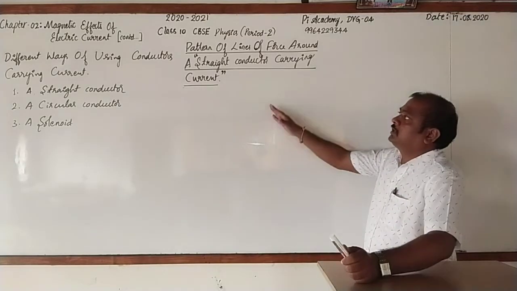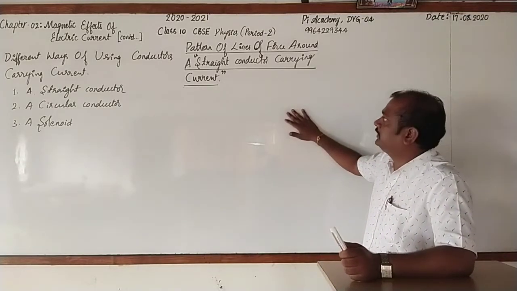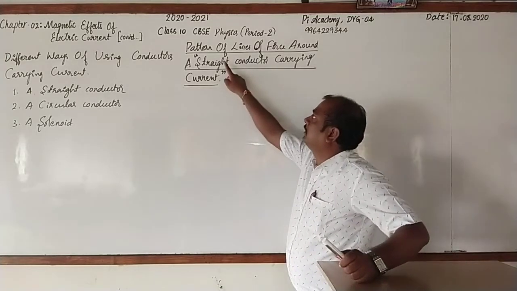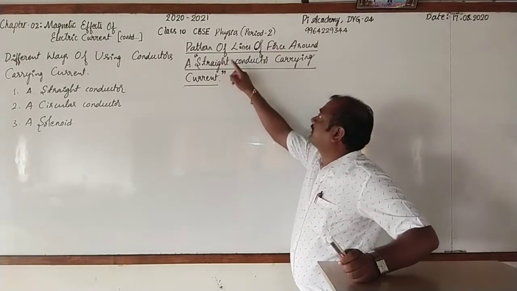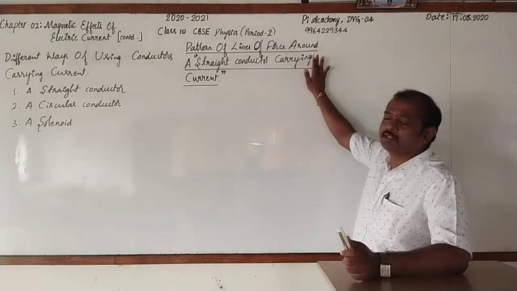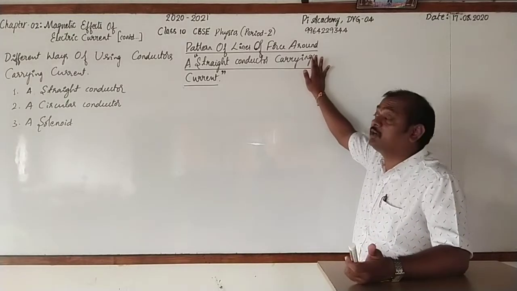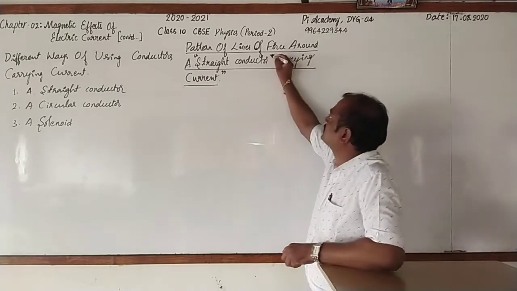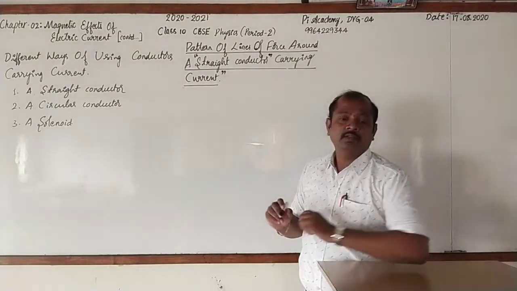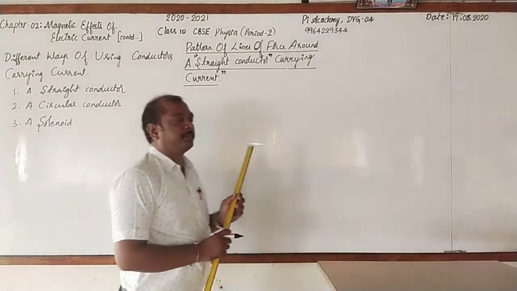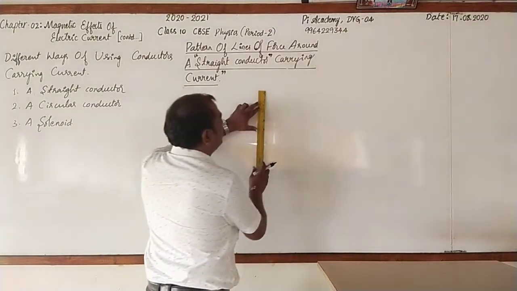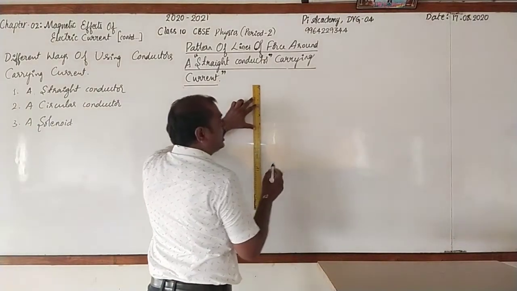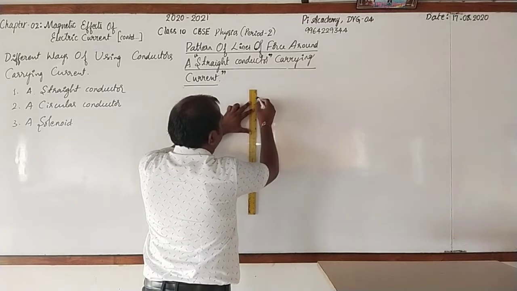Here, let us learn one by one in detail. The first one is to learn about the pattern of lines of force, nothing but the pattern of magnetic field lines, around a straight conductor carrying current. Here, there is a simple activity. Let me show you that. Just keep observing. And the diagram is also very simple.